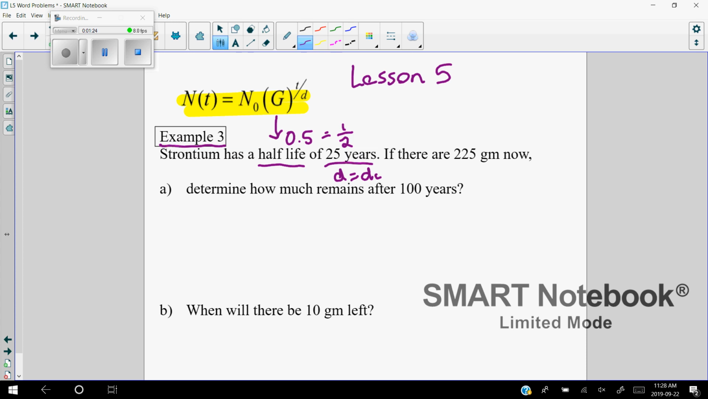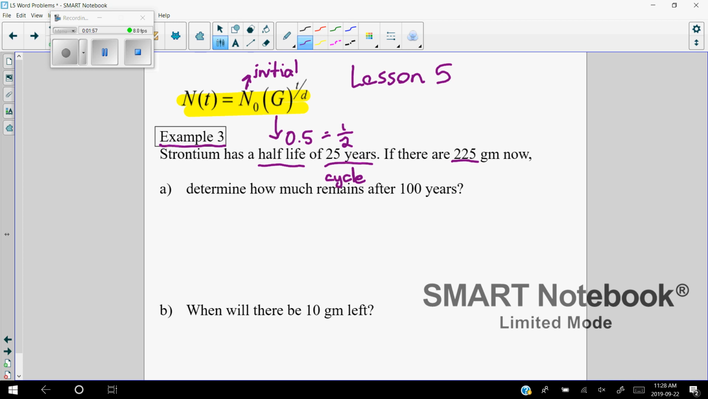Or maybe not doubling time. It's not always the best formula, but it means your cycle time. So you're talking about how long does it take for it to go down by half. And in this case, it's 25 years. Okay, so now a couple other important things. N naught, that's going to be your initial. So we're told that it initially starts with 225. And then T and N of T are usually the two things that we're solving for.